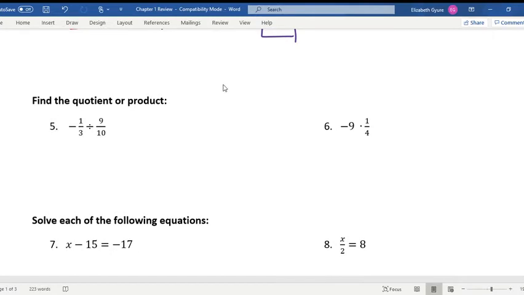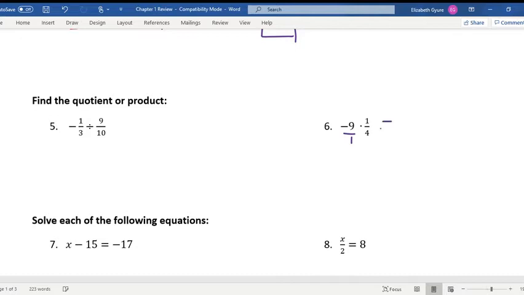So we got -9 times 1/4. So we have one number that's a whole number and one that's a fraction. So what could we do with this to make our lives a little easier, Dallas? Yeah, make it a fraction, because now you're multiplying a fraction by a fraction, right? Now, when you multiply and divide, always look and see if you can maybe reduce anything before you get started if you want. And if not, just multiply the top by the top, multiply the bottom by the bottom.